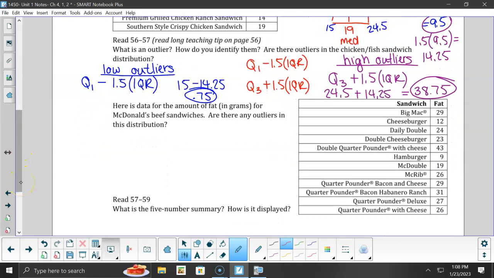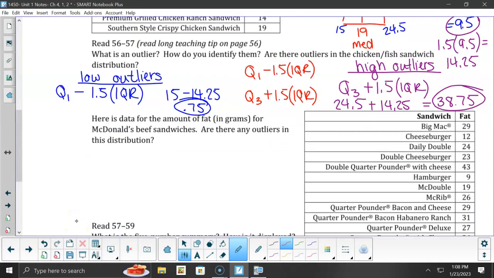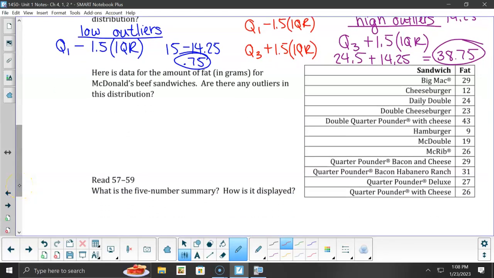So, do you guys want to try running the one variable statistics for this slightly altered data set? More McDonald's crap. All right. Hit stat.